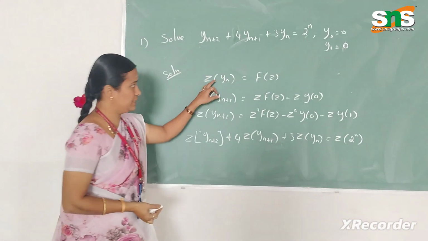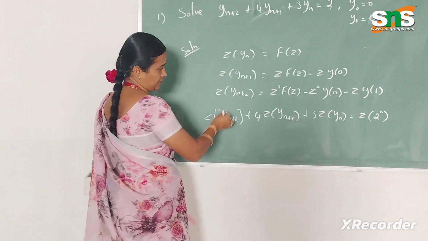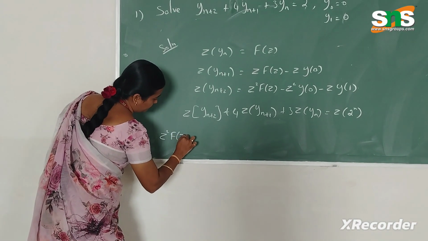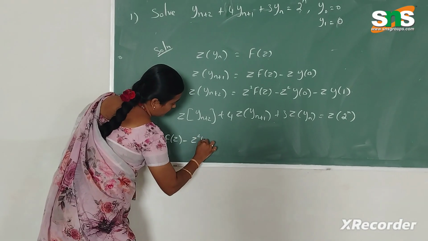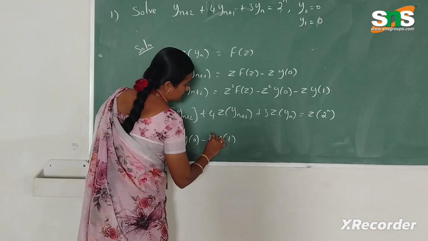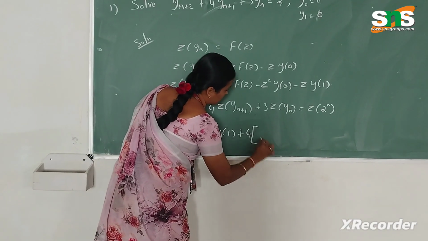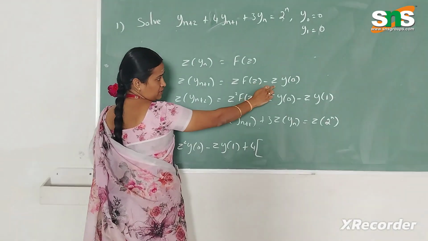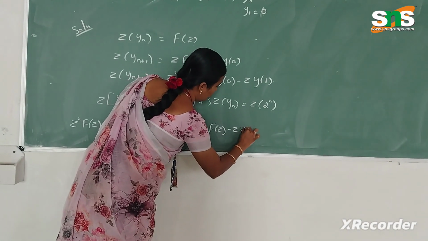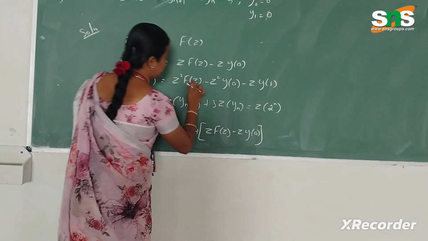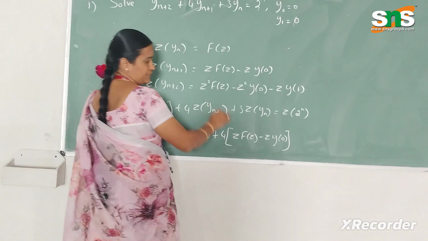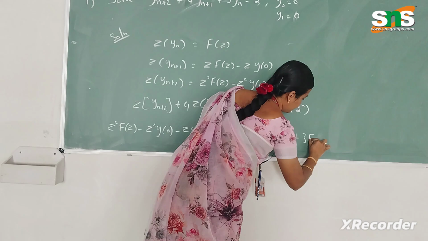Now I am going to replace these three terms by the right hand side. So this is replaced by z square into F of z minus z square into y of 0 minus z into y of 1 plus 4 into, so Z of y of n plus 1 is replaced by these two terms, z into F of z minus z into y of 0, plus 3 into Z of y of n is replaced by F of z. Therefore 3 into F of z.